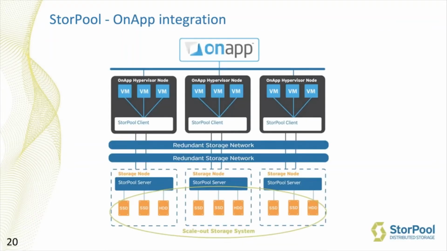In terms of OnApp integration, it's something very similar to the previous diagram we had. You have the OnApp controller on the top, a management network, and OnApp hypervisors in the middle. In each one of them, you have virtual machines that use StorPool, the StorPool client, which is basically a block device driver, a redundant storage network, and then a number of servers.